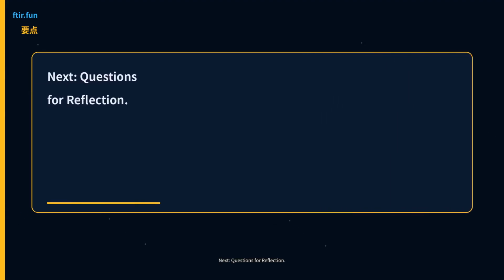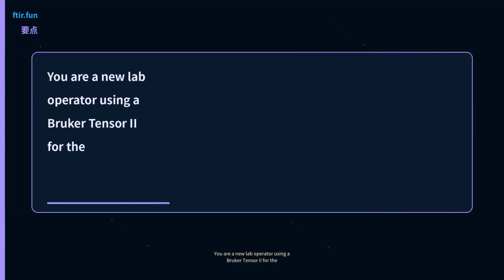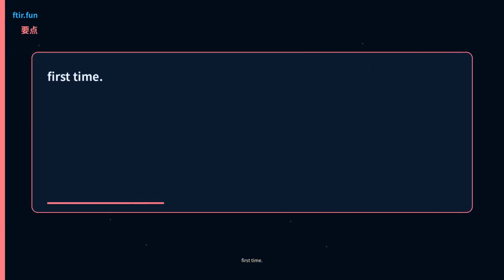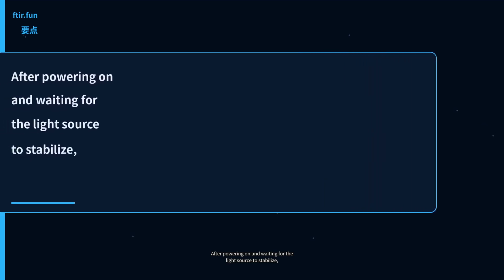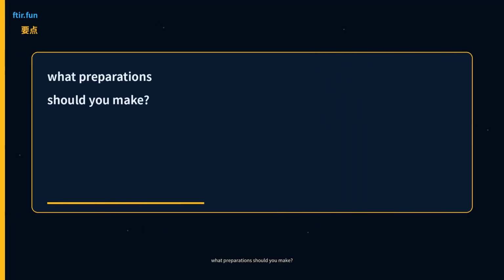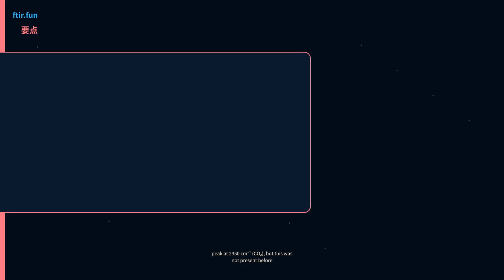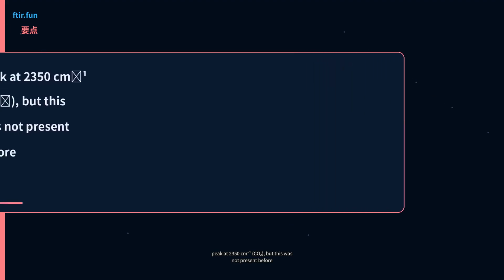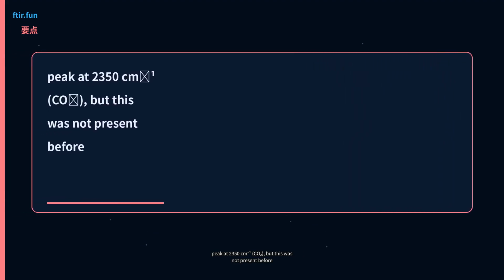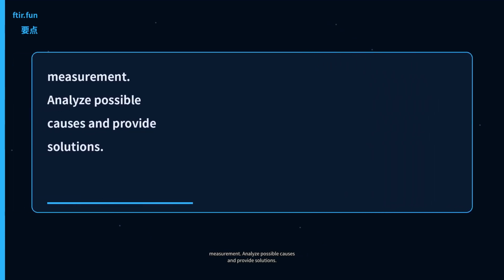Next, zone for reflection. You are a new lab operator using the instrument for the first time. After powering on and waiting for the light source to stabilize, what preparations should you make? During an experiment, you suddenly notice a distinct double peak at 2,350 cm⁻¹ that was not present before. Analyze possible causes and provide solutions.